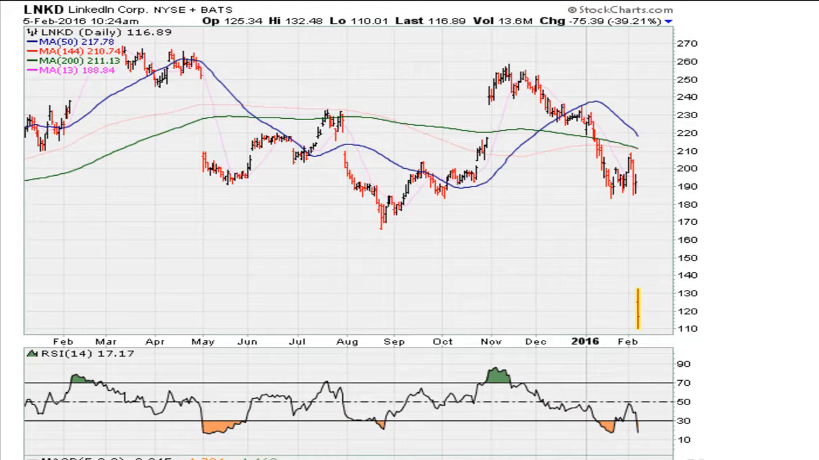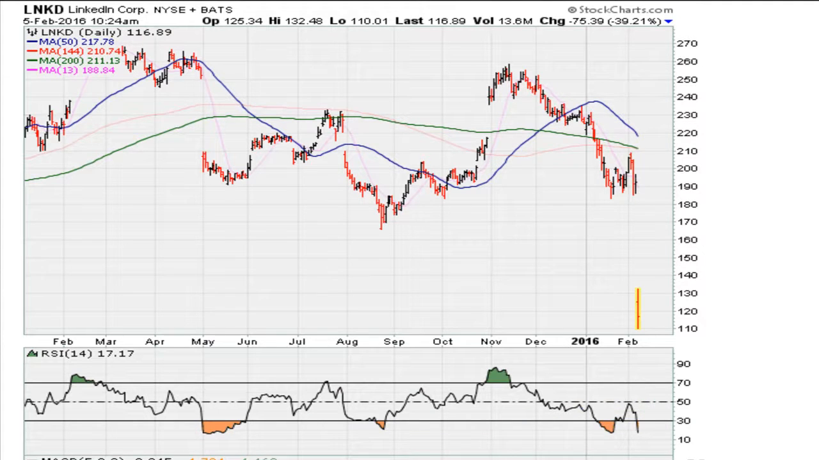Number one, you can see here both of them were coming back to backtest this line. On LinkedIn, we can see that since the break in early 2016 of the levels at about 230, it broke down, and coming back to backtest that line, it failed. It also failed to recapture the level back above 50.